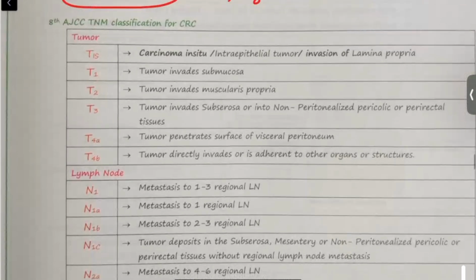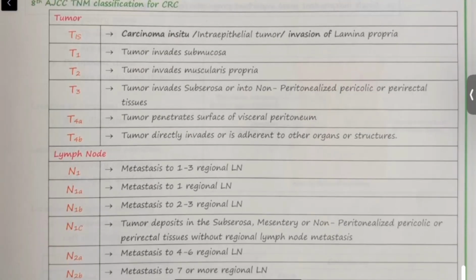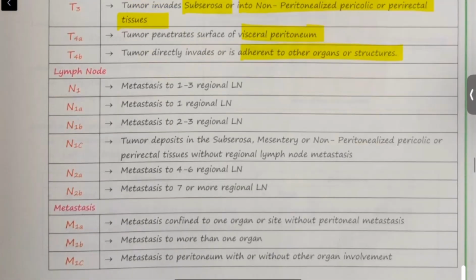Similarly, they have given TNM staging. Carcinoma in situ or only invasion of the lamina propria. If the tumor invades the submucosa, then it is T1. If it invades the muscularis propria, T2. Along with that, if it invades the subserosa or into nonperitonealized pericolic or perirectal tissues, then it is T3. T4A means it penetrates the surface of the visceral peritoneum. T4B directly invades or is adherent to other structures. Basically, the staging is based on how deep the tumor is going.